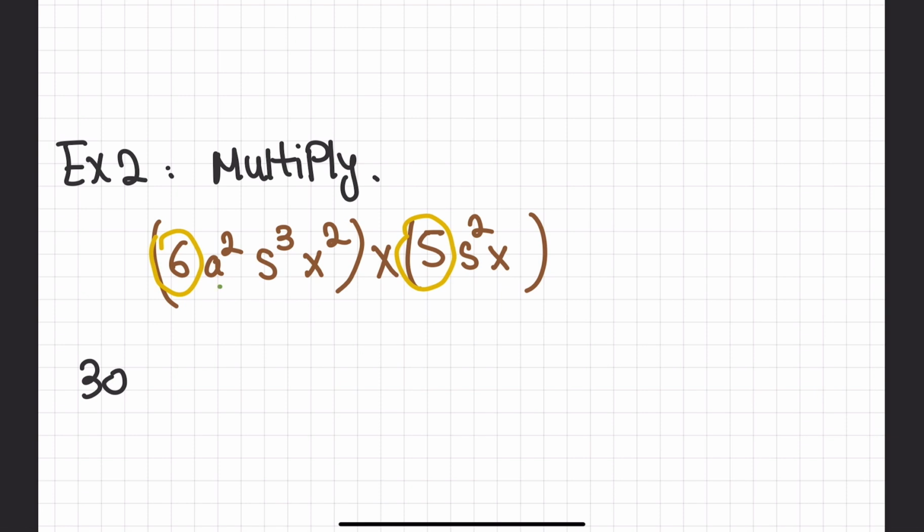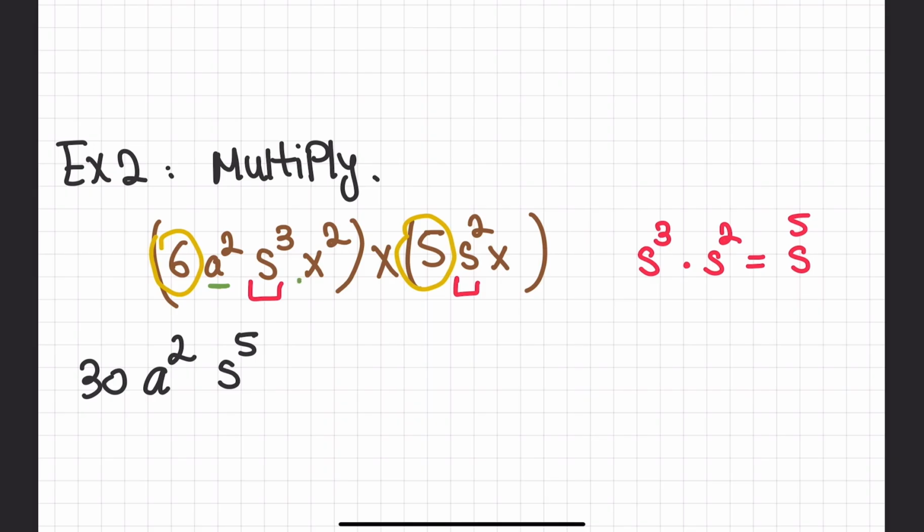Then I have a square here, but I don't have any a square here. So a square stays the same. Here I have s to the power of 3. Here I have s to the power of 2. So s to the power of 3 times s to the power of 2. S stays the same. 3 plus 2 is 5. So s to the power of 5.